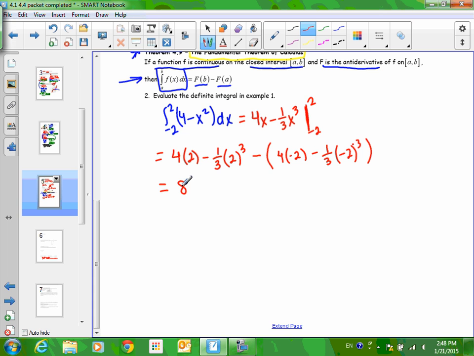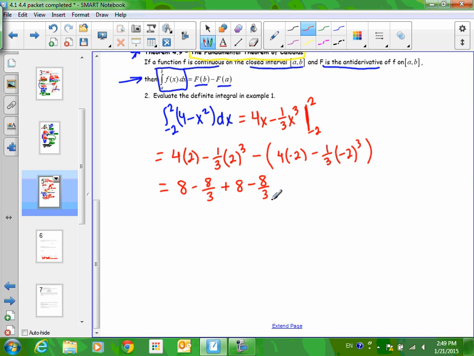4 times 2 is 8. On the next one, 2 cubed would be 8, and so that would make that minus 8 cubed. All right, and then I'm going to go ahead and do this -8 and distribute the negative at the same time, so that's going to make plus 8. And then this piece over here, I don't know why I put a negative right there. I don't know if y'all noticed that. That was a mistake. There we go. So -2 cubed should just be -8. Times a -1/3 would be positive 8/3, but it's negative, minus 8/3.